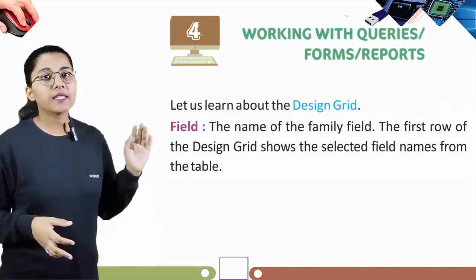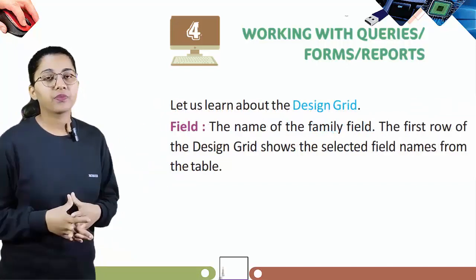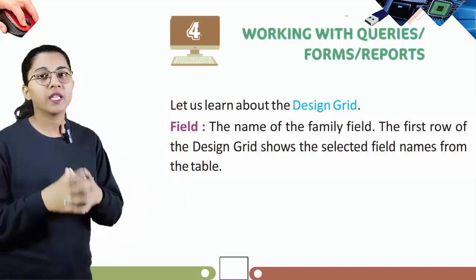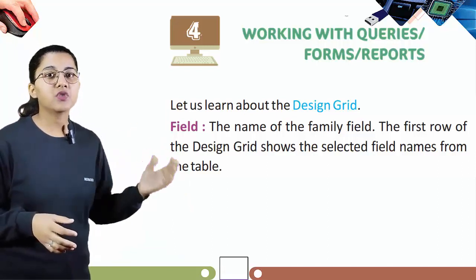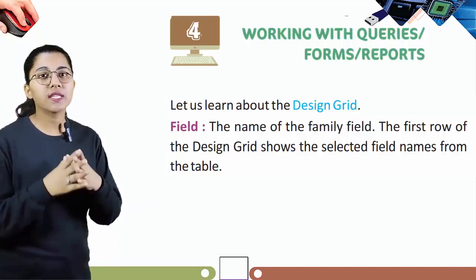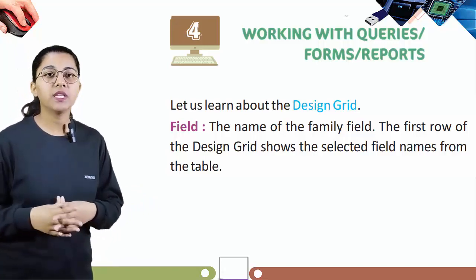So now let us learn about the design grid. First, field. The name of the field. The first row of the design grid shows the selected field name from the table.